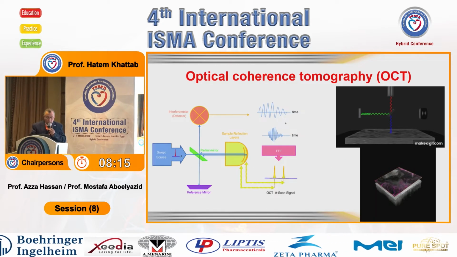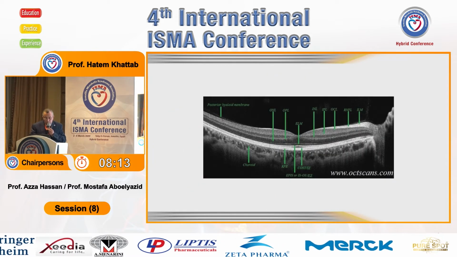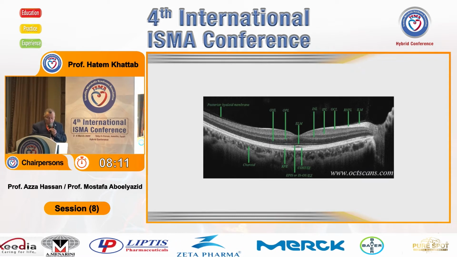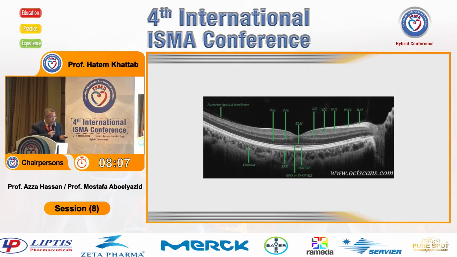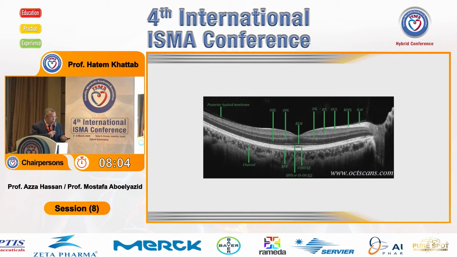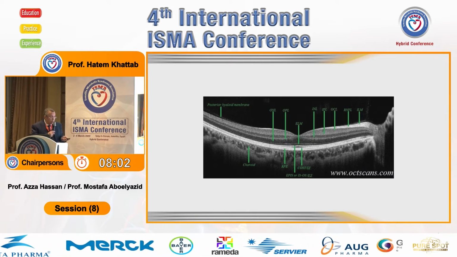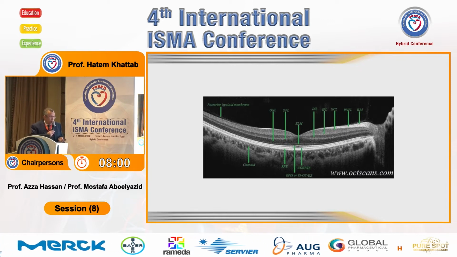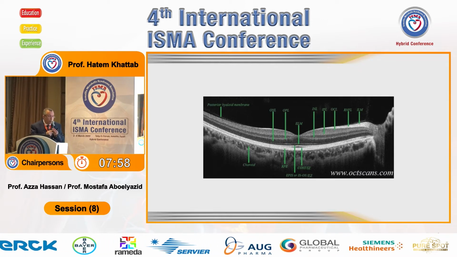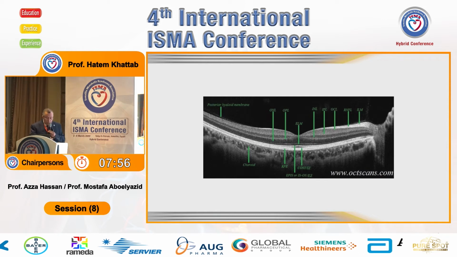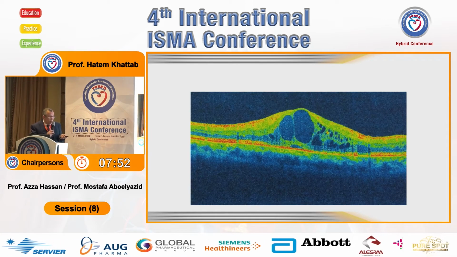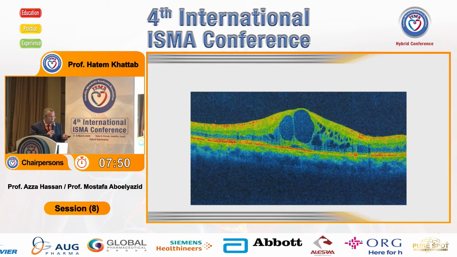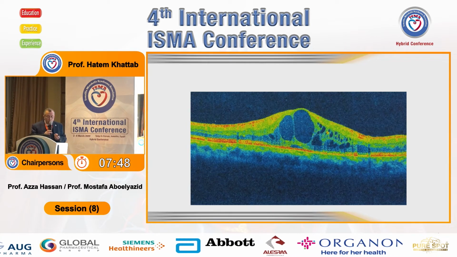This is the theory of the machine. This is the appearance of the normal macula through OCT. It appears like what is seen in histological preparation. We can see the 10 layers of the retina, and we can assess every layer separately. This is an example of cystoid macular edema as a complication of diabetic retinopathy on OCT.